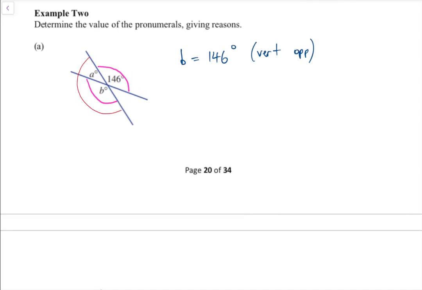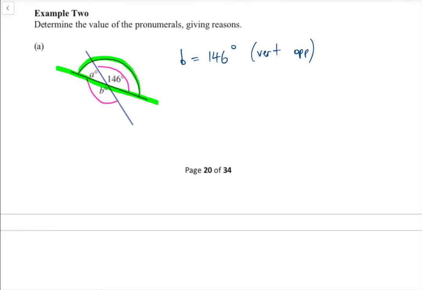The next thing I'm going to do is, actually, let's not look at it that way. It'll work, but I'm going to look at it this way. If I look at that line there, so let me highlight the line. This is the line I'm looking at. I can see that that's a straight line, and straight lines add up to 180 degrees, a straight angle.